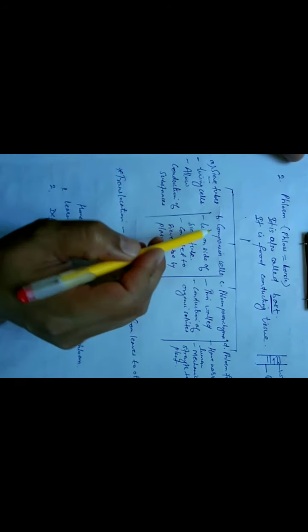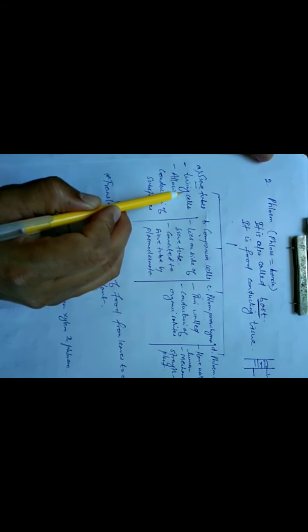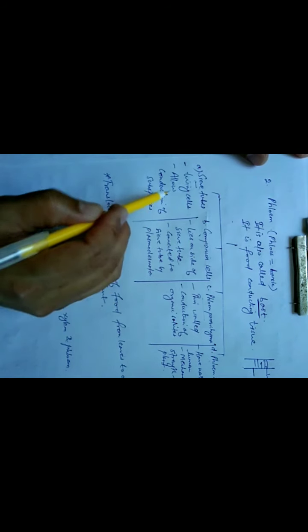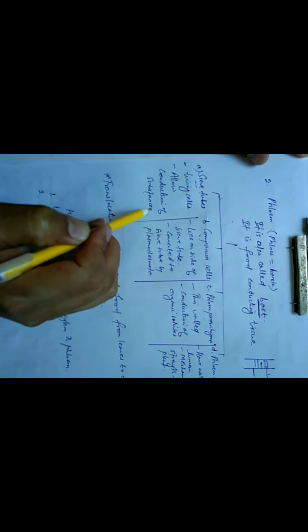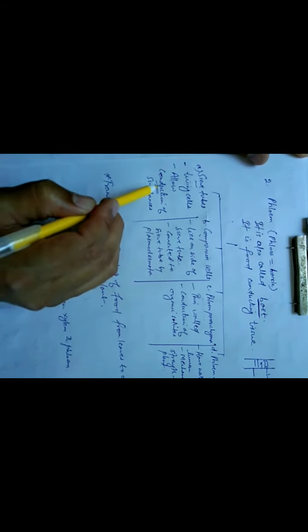Now students, again this phloem comprises four types of cells. First is sieve tubes, companion cells, phloem parenchyma, and phloem fibers. One by one we will discuss their characteristics. See this one, sieve tubes, they comprise living cells and they allow conduction of substances. Conduction means they help in movement of substances.